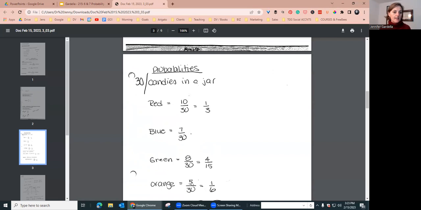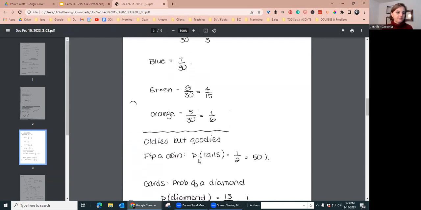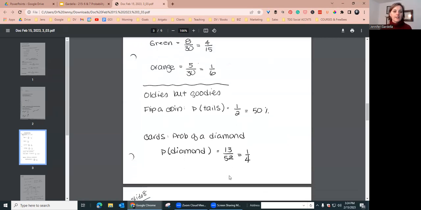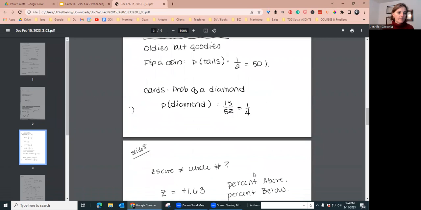Or with the orange candy, there's a probability of 5 over 30, or 1 in 6 chance of getting an orange. Again, just probability. Here, we could then say, well, there's a lot more red than there are orange. There's more red than any other. So red is likely to occur, but then as you get further down to like the orange, unlikely to occur. Those words likely and unlikely, very important as we go forward. And again, these are the oldies but goodies. Probability of tails, 1 in 2 or 50%. Probability of pulling one card out of a deck, 13 over 52 or 1/4.